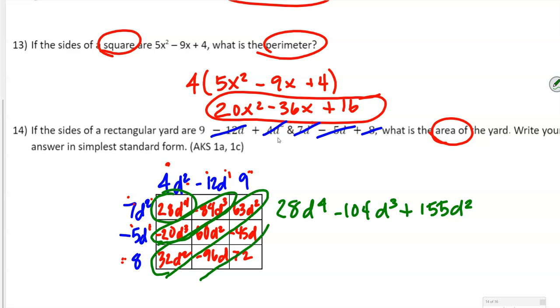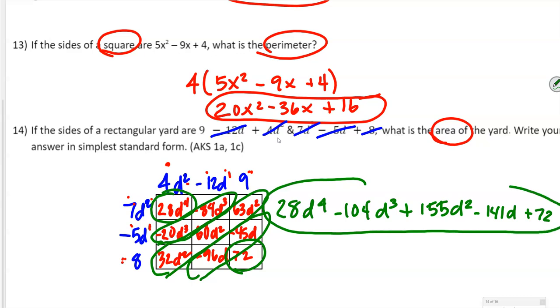Then we got our just d to the first. So again, we got two negatives. So we're just combining those two negatives, and we're going to get a bigger negative. So that's going to be negative 141d. And then we got the standalone term, that 72 right there by itself, right? Plenty of practice with multiplying, right, y'all?